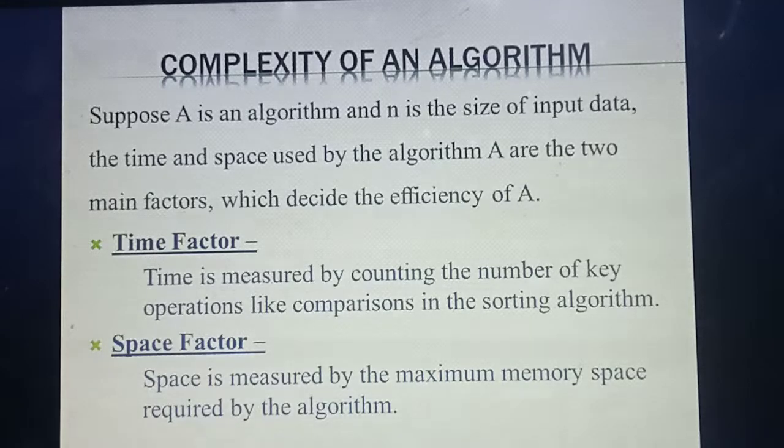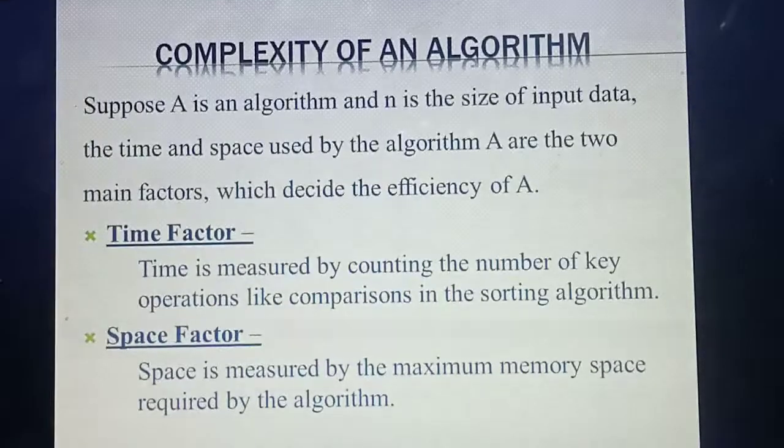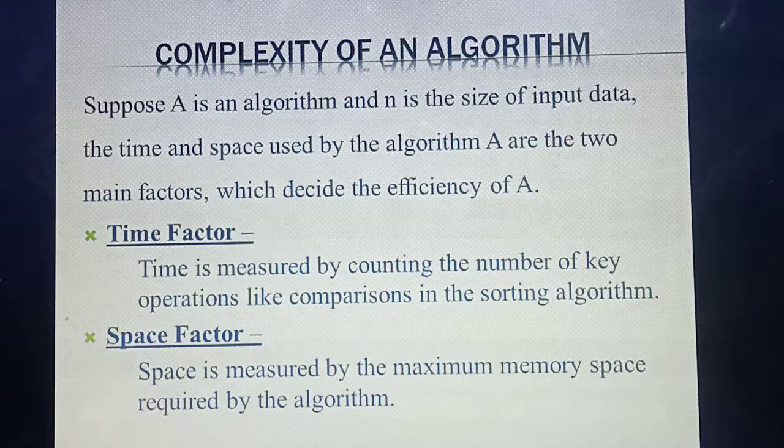You are going to add two numbers, so what's the size of input data? How many inputs do you need? Two inputs. Adding two numbers means you need two inputs. So the size of input data is n, and the value of n now is 2. Understood? The complexity of an algorithm is determined by two factors.